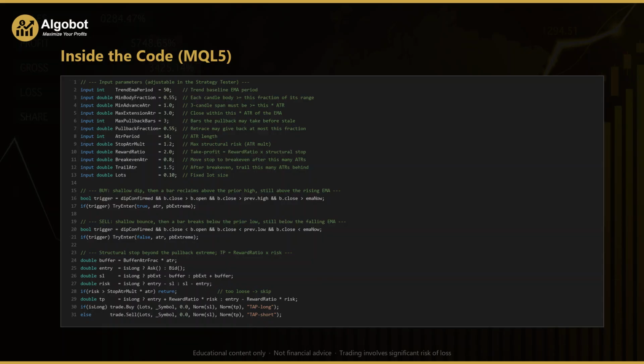It requires that a dip has been confirmed, that the current candle is bullish with its close above its open, that this close pushes above the previous candle's high, and that price is still above the moving average. When all of that is true, the code calls trade.buy with the fixed lot size, the calculated stop, and the calculated target. The short side is the exact mirror.